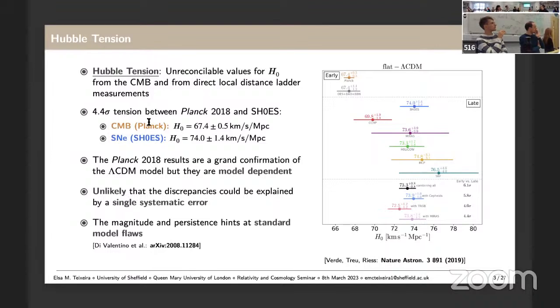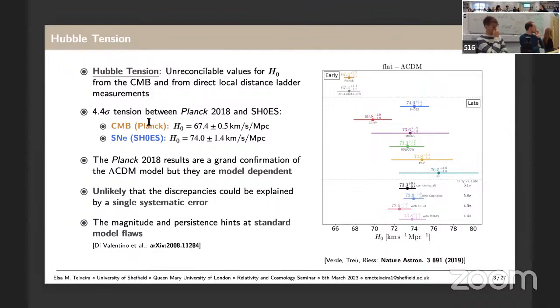But the really important thing here is that there's a clear trend that separates the measurements in the early universe that predict a lower value. So for instance, Planck predicts 67.4 for the best fit value. And the late universe probes measure much higher values, in particular the supernovae give us around 74. So this is at least a 5 sigma discrepancy, which is not great statistically speaking.